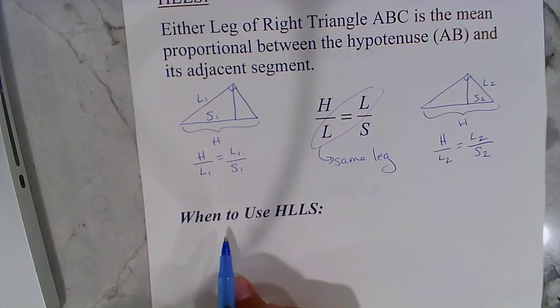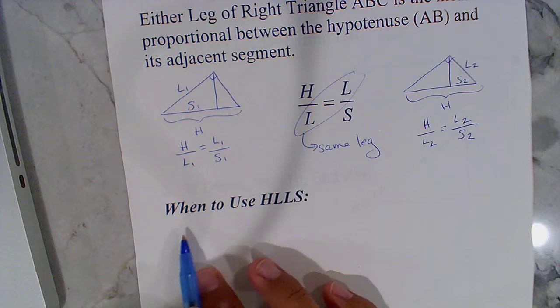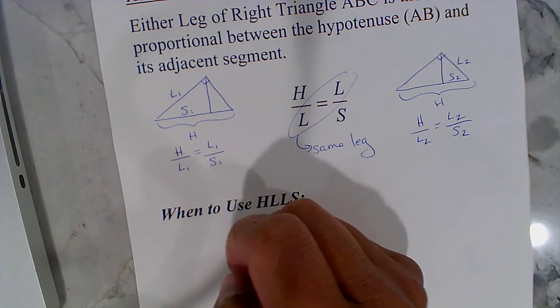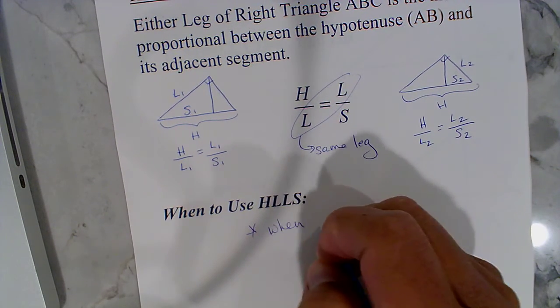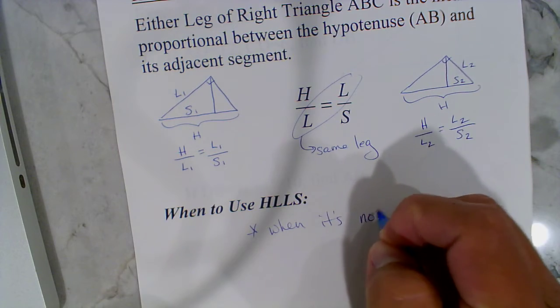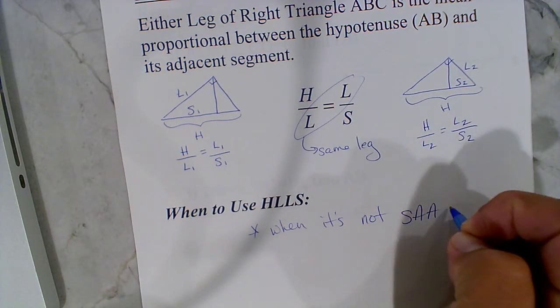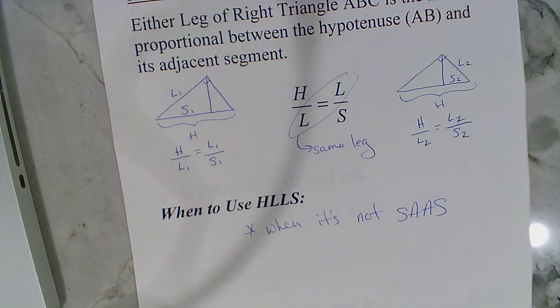Now, this isn't going to sound all mathematically fancy, but when do you use HLLS? When it's not SAAS. You'll see the altitude's not going to be involved, and you're going to say, then it must be HLLS, and it will be HLLS in that situation. So, you'll see. I'm going to end there. The examples are really what should help you the most, and we'll take it from there.